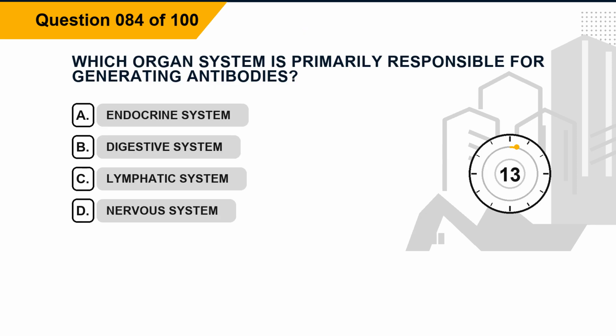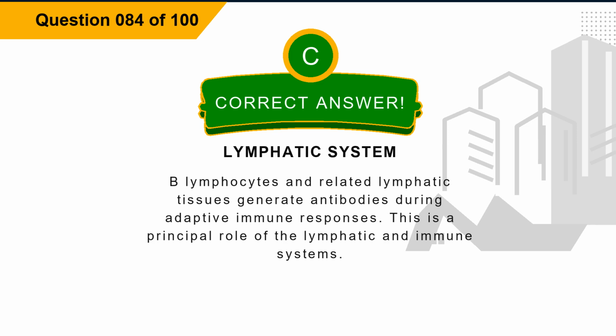Question 84. Which organ system is primarily responsible for generating antibodies? Option A, endocrine system. Option B, digestive system. Option C, lymphatic system. Option D, nervous system. The correct answer is option C, lymphatic system. Explanation: B lymphocytes and related lymphatic tissues generate antibodies during adaptive immune responses. This is a principal role of the lymphatic and immune systems.